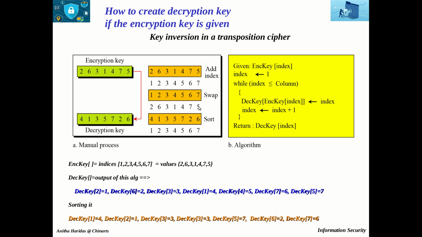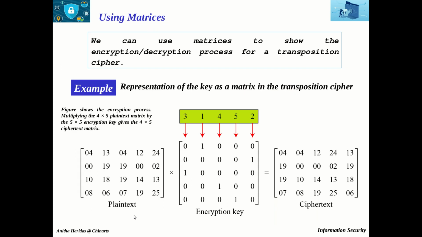So these indices are sorted here, and their corresponding values are written here. So this becomes the decryption key. This is the manual process, and for this manual process you can write an algorithm like this which will produce the decryption key in this order, right? So this is how the keys can be created.